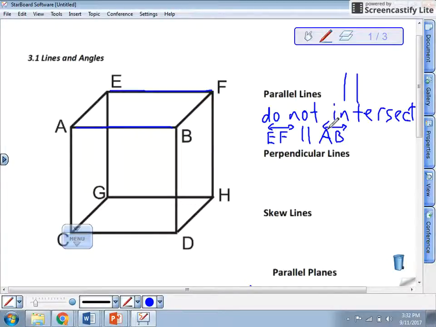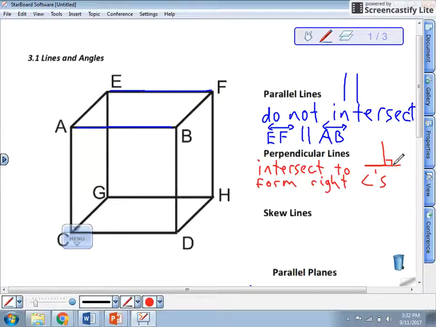Perpendicular lines. The symbol for perpendicular lines looks something like this, kind of an upside down T. Remember, perpendicular lines intersect to form right angles, which again add up to 90 degrees. Again, there's that little symbol for our right angle.